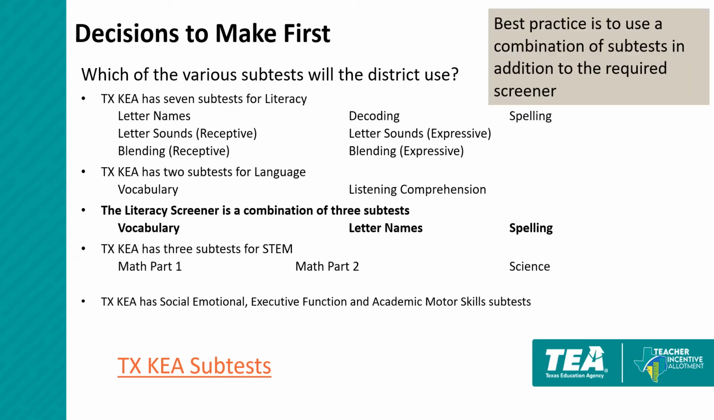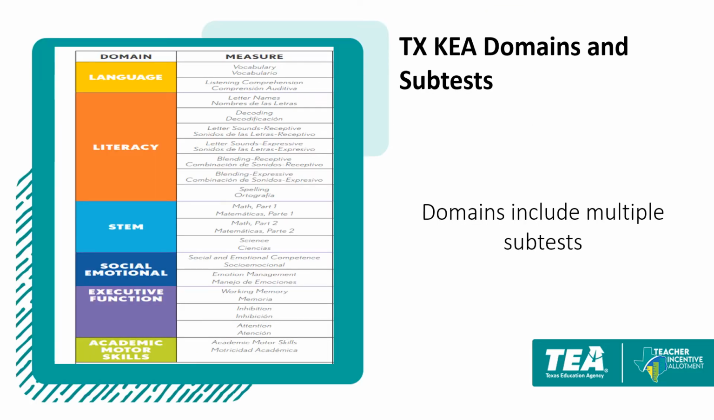Best practice is to use a combination of subtests in addition to the required literacy screener. Again, the required literacy screener involves 3 tests: vocabulary, letter names, and spelling. For purposes of TIA, we would encourage using additional subtests beyond the literacy screener. There are several domains for the TXT-KEA test. All of this can be found on the TXT-KEA website. The domains include language, literacy, STEM, social emotional, executive function, and academic motor skills.